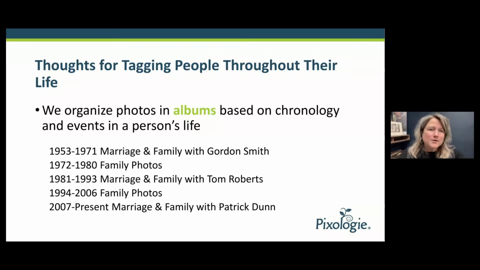So here, this is an example of someone who had 3 marriages. When we organize the photos, we'd have them in sections by the years they were married, because we're chronological, right? In this particular example, if this woman was married to Gordon Smith between 1953 and 1971, we'd make sure all of the family photos are grouped together. And then with one click, we're looking at the photos from this part of her life.